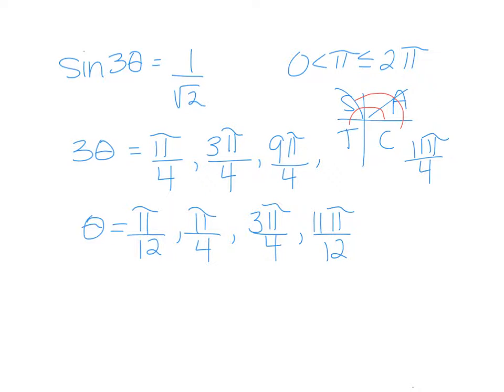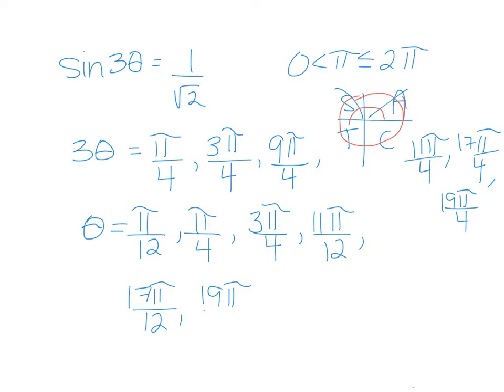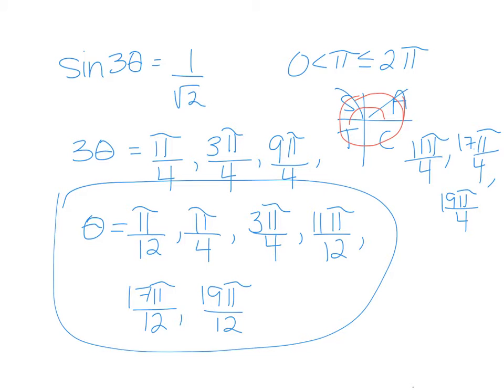If we kept going around again to this one, so we'll include 17 pi over 4 and 19 pi over 4, which for solutions here would be 17 pi over 12, 19 pi over 12. That's a lot of solutions. But those are all the solutions between 0 and 2 pi.